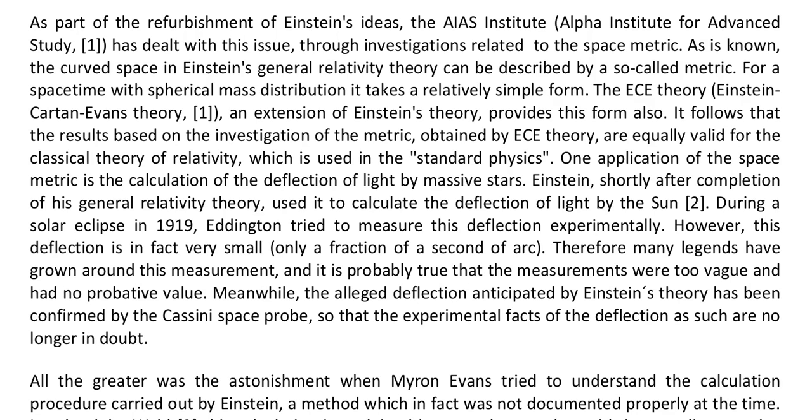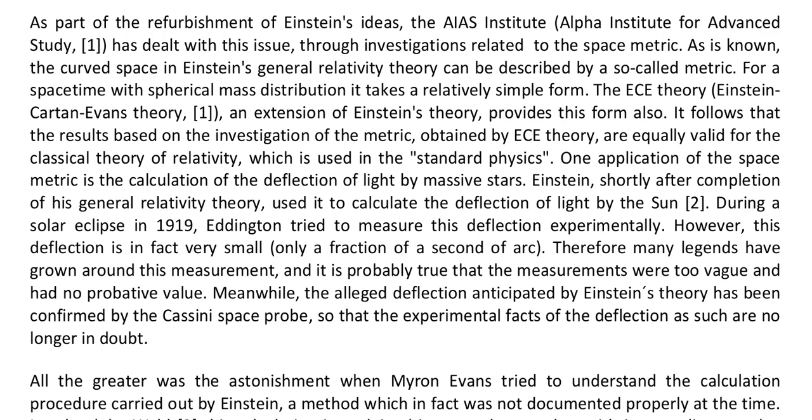As is known, the curved space in Einstein's General Relativity theory can be described by a metric. For a spacetime with spherical mass distribution, it takes a relatively simple form. The ECE theory, Einstein Cartan Evans theory, an extension of Einstein's theory, provides this form also. It follows that the results based on the investigation of the metric obtained by ECE theory are equally valid for the classical theory of relativity, which is used in the standard physics.